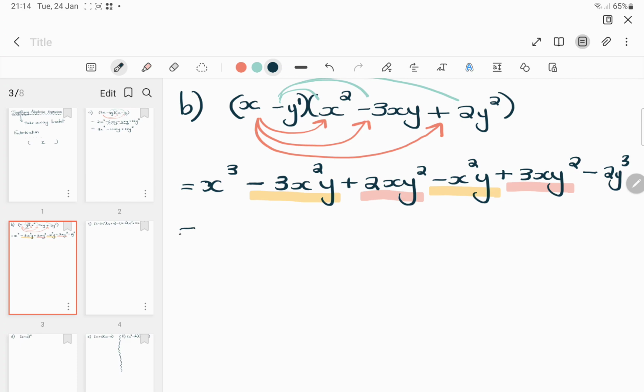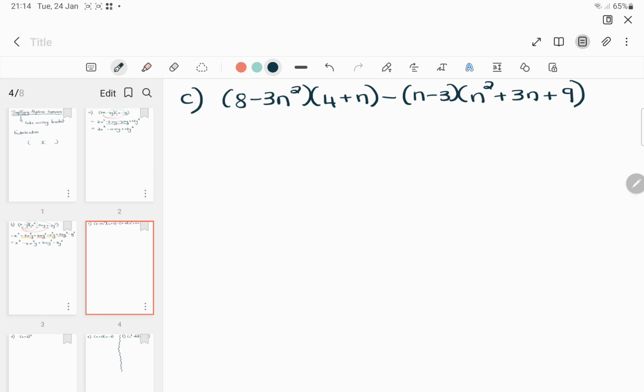Then we've got x to the power 3 minus 3x squared y minus another x squared y gives you minus 4x squared y. And then a positive 2xy squared plus another 3 gives you 2 plus 3 is 5 of those, minus 2y to the power 3. And there's your answer. Okay, easy peasy.